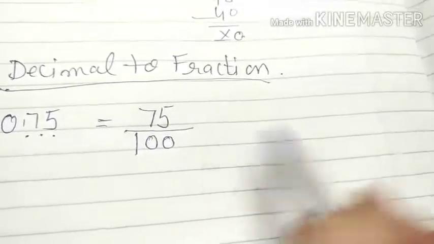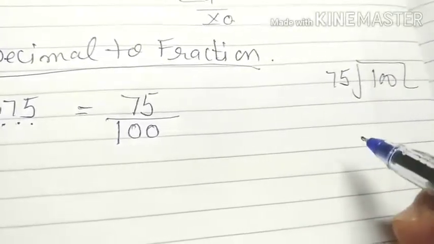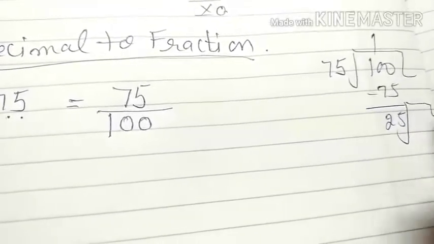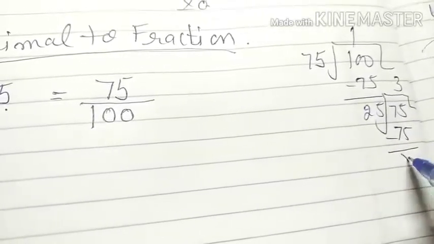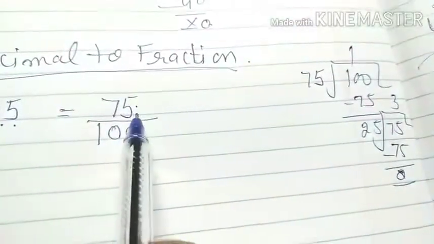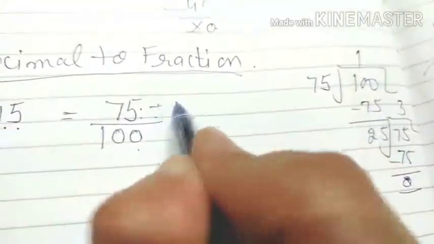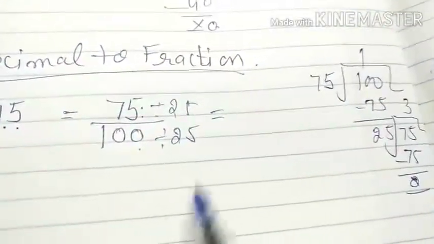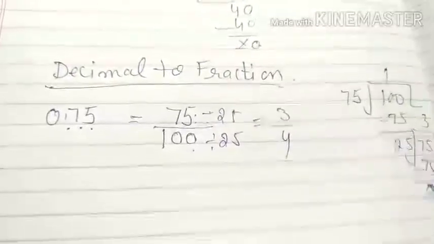Now I want to find the common number to convert it into the lowest form. So first I find the HCF. 75 1s are 75, remainder 25, then 25 3s are 75, remainder is 0. So that means the HCF of both numbers 75 and 100 is 25, meaning both numbers are divisible by 25. So I divide both numerator and denominator by the HCF. That gives me 3 by 4. 3 by 4 is the required fraction.